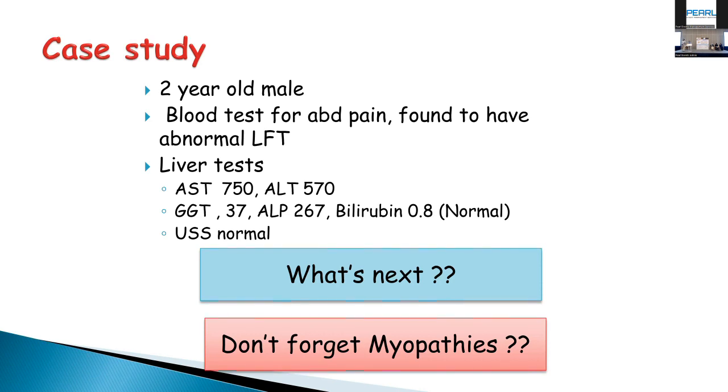Don't forget the myopathies. Many children with raised enzymes, as I said, the enzymes are not coming alone from your liver. The AST and ALT can come from your muscle. So when you have raised enzymes, always check your CPK. That's the message from this slide.